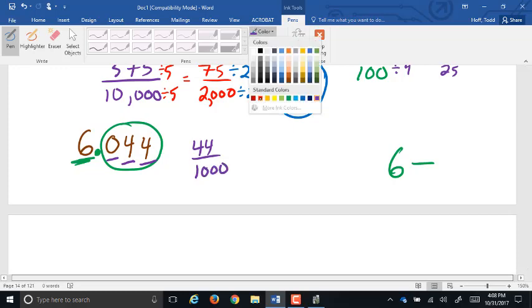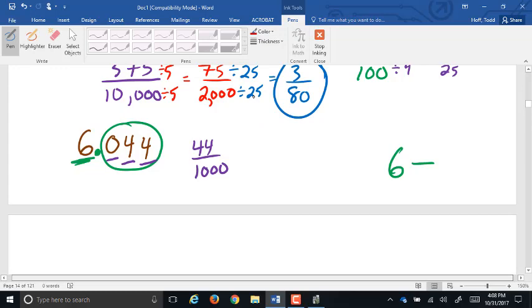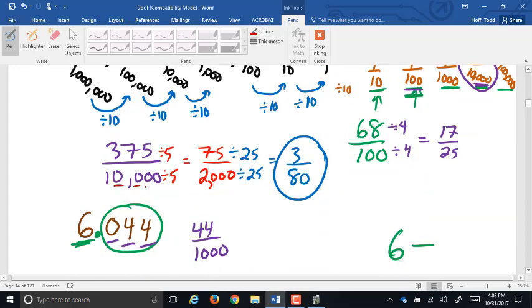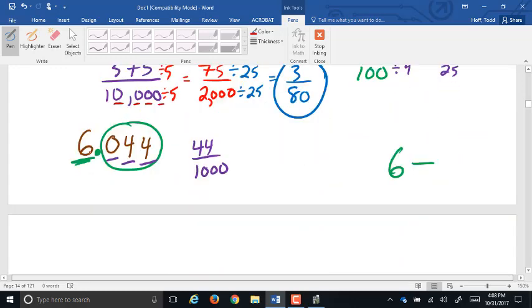Now I'm going to show you a little shortcut for double checking here. Like for the 375 10,000ths, there's 1, 2, 3, 4 decimal places. My denominator better have 4 zeros in it. Here in my 6.044, there's 1, 2, 3 decimal places. My denominator has 3 zeros in it.